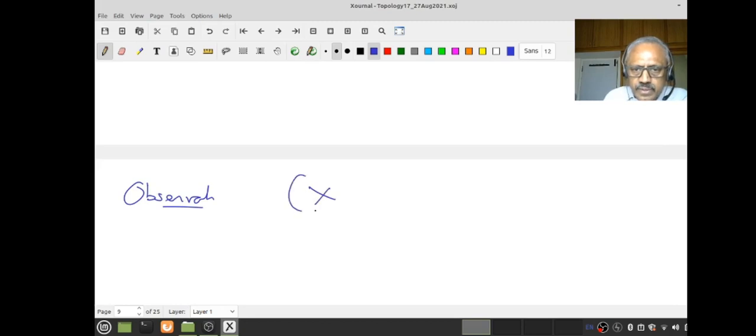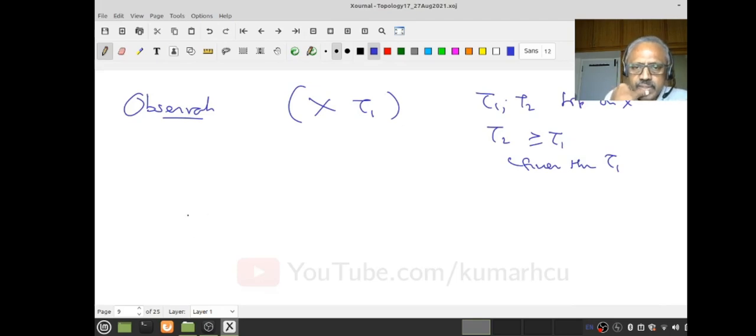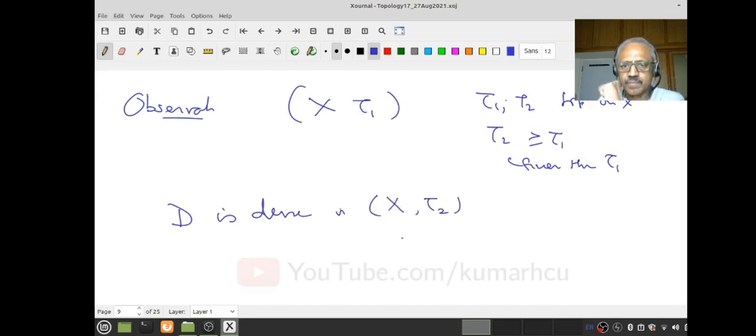Suppose tau 1 and tau 2 are topologies on X, and tau 2 is finer than tau 1. Now suppose D is dense. And now you see that I cannot simply say X. I have to say in X with tau 2, the topological space where tau 2 is a bigger topology. What can you conclude?